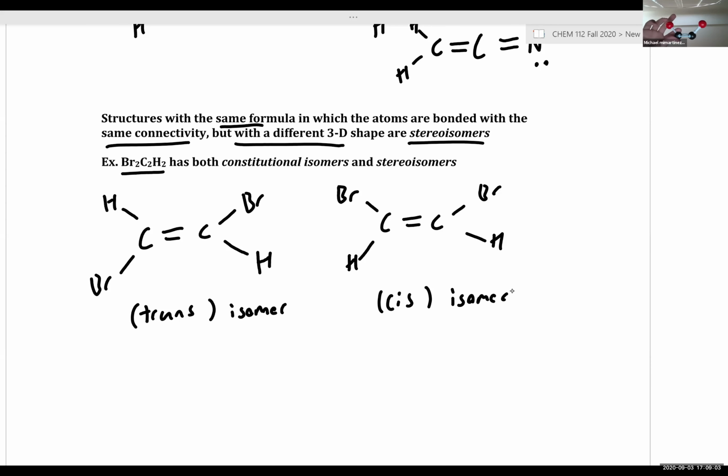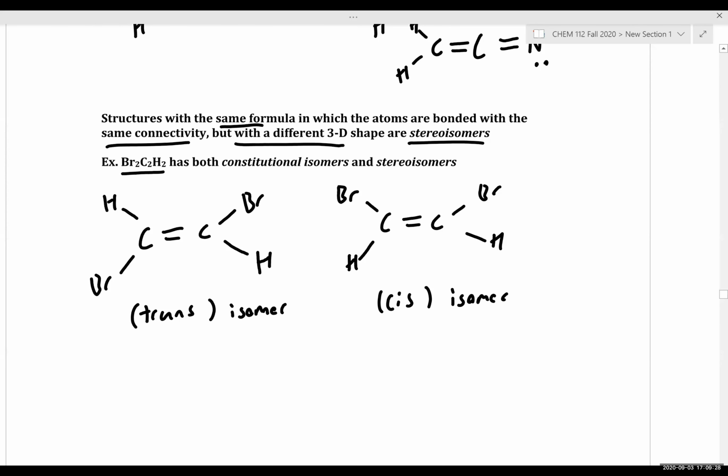It's different, right? Now we have both the bromines on the same side of our double bond and the shape of our molecule is now changed. So stereoisomers have the same connectivity, same bonding order, same bonding connectivity of our atoms, but they have a different three-dimensional shape.